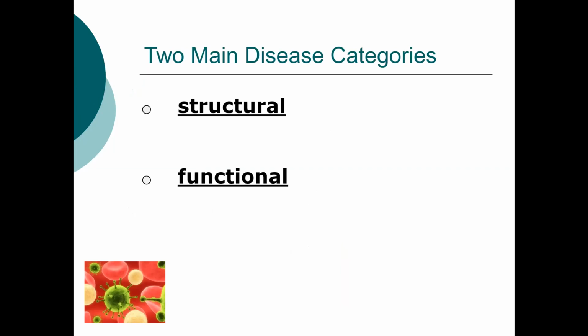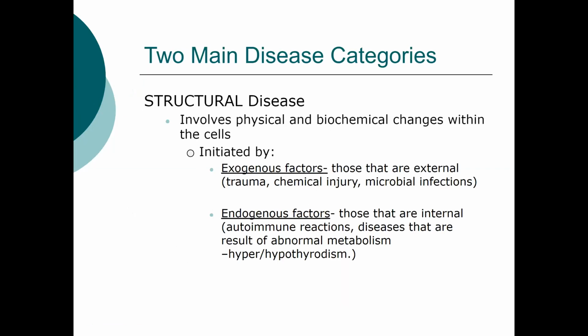Two main disease categories, structural and functional. Structural disease involves physical and biochemical changes within the cell. So we're talking at a very microscopic level here, initiated by exogenous factors. Remember, external. So things that can change the cell's makeup within the body, and change how cells heal. Can be anything from trauma, chemical injury, microbial infections. So these are from factors outside of the body.